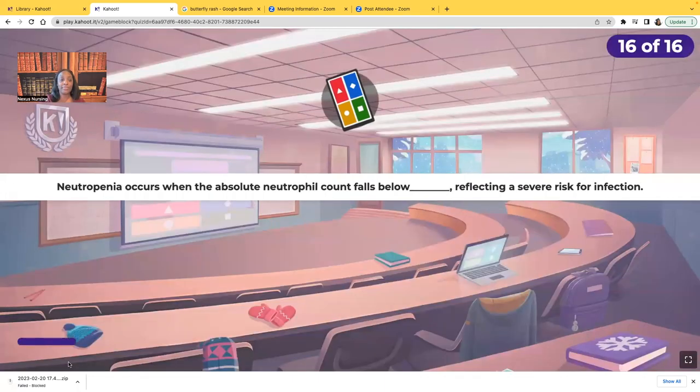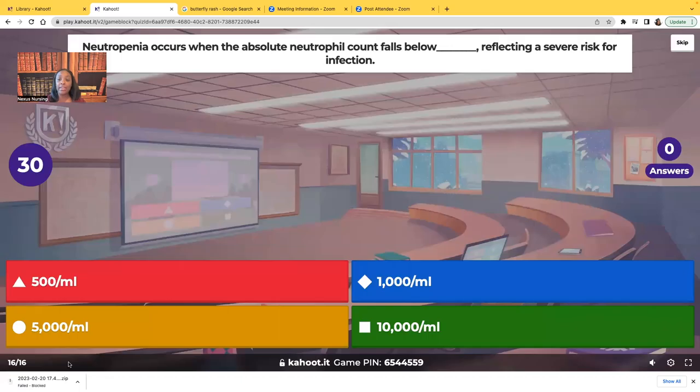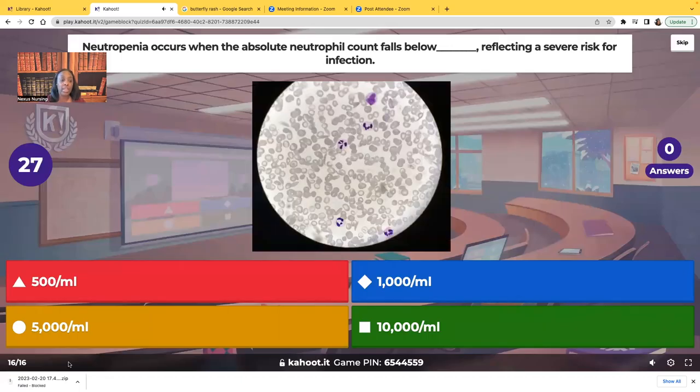Last question. Neutropenia occurs when the absolute neutrophil count falls below blank, reflecting a severe risk for infection. Is it 500, 1,000, 5,000, or 10,000? What do you guys think?